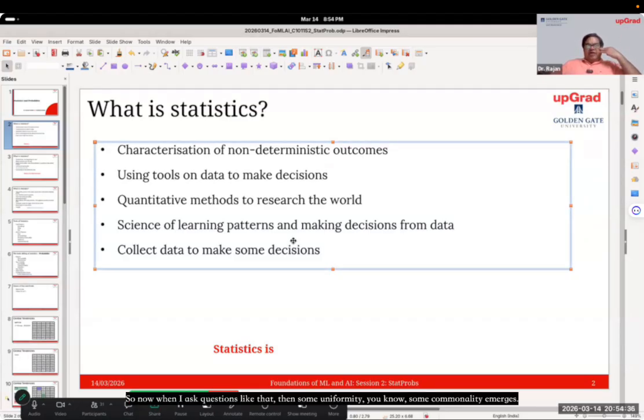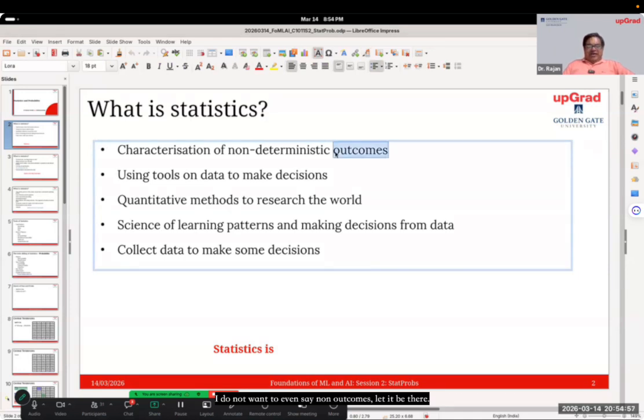Now when I ask questions like that, some uniformity, some commonality emerges. And what is the commonality that emerges? That's what Niaz said in the very first opening statement: characterization of non-deterministic outcomes.